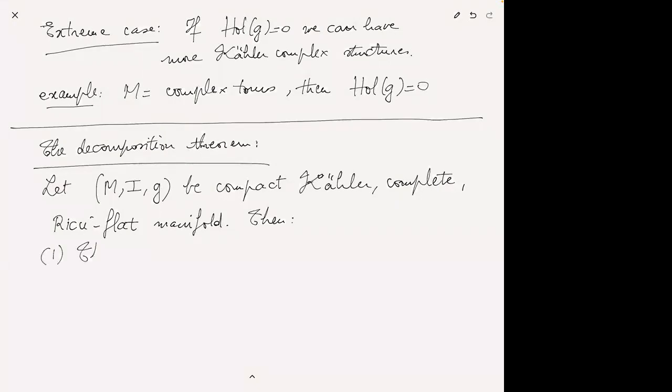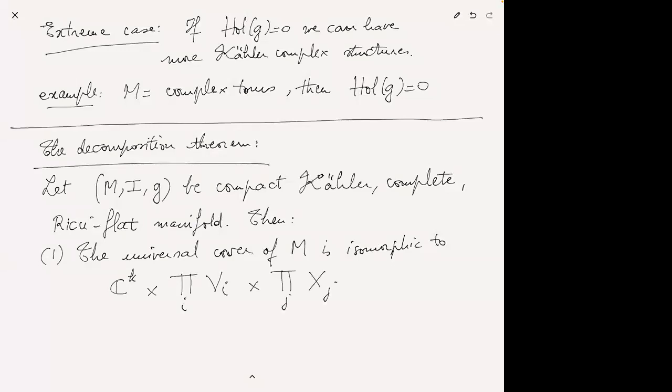So the universal cover, so here we're also using the de Rham decomposition theorem, right? The de Rham decomposition theorem was for simply connected things, right? So we take the universal cover of M, then we have the statement that this is isomorphic to... Now the de Rham decomposition gave you a Euclidean space, but this is a complex manifold. So the Euclidean space had better be over the complex numbers. So this is C^k times a product of some manifolds V_i, and then times a product of some manifolds X_j, right? Where C^k has the standard Kähler metric of just the complex numbers.